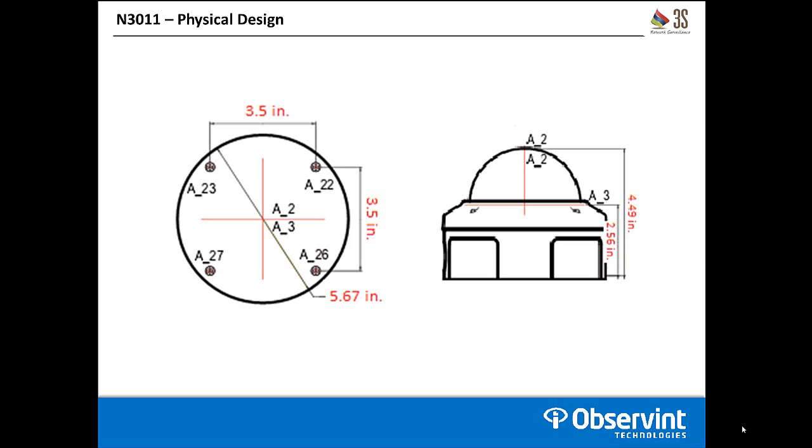Overall size, the dome base itself is 5.67 inches in diameter. It has a 4.49 inch height, so it's still a very small dome for being a vandal dome. The mounting hole pattern is going to be 3.5 inches by 3.5 inches. Unfortunately, that is not quite a double gang box, so this is not going to be able to mount directly to an electrical box at this point in time.